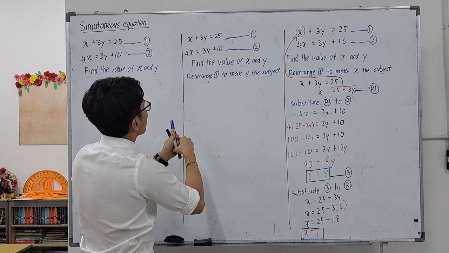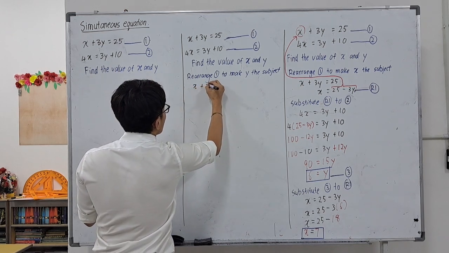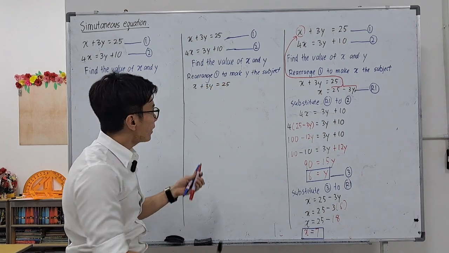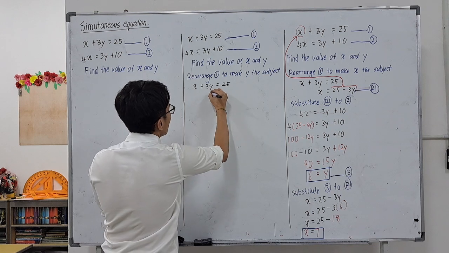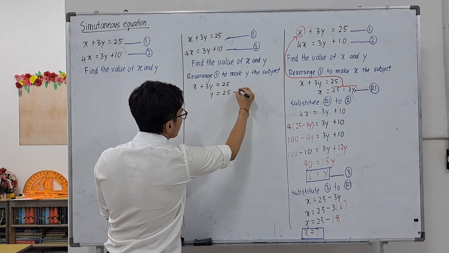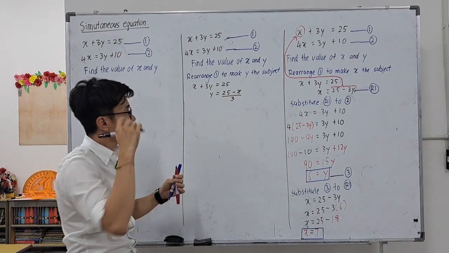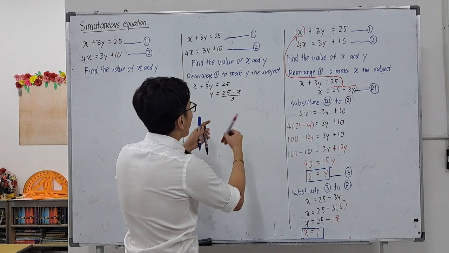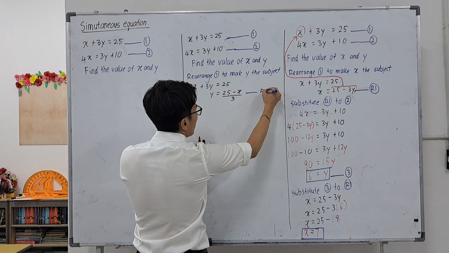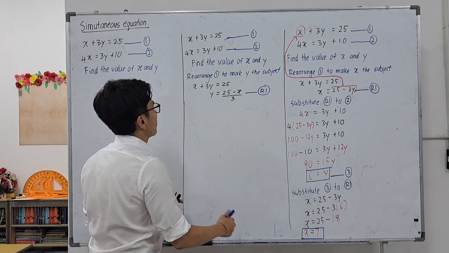So my equation 1 is what? My equation 1 is x plus 3y equals 25. If I want to make y the subject, that's going to give me y equals 25 minus x, and everything over here is going to be over 3. So I have already made y the subject. I will call this R1 because I have rearranged equation 1. So let's see what's going to happen next.